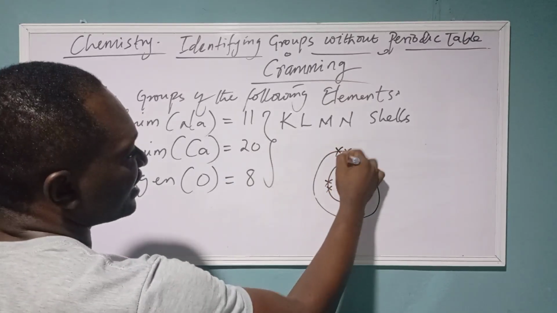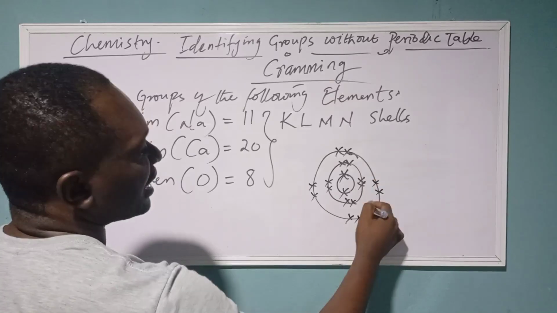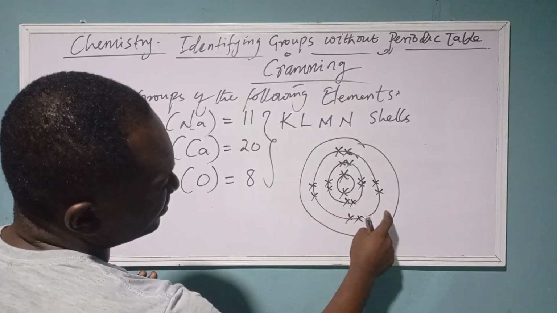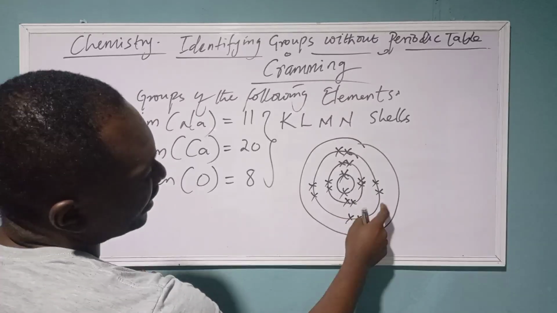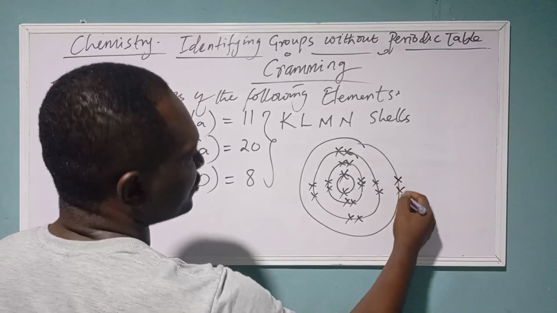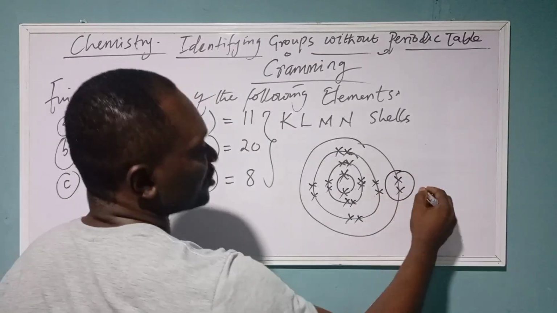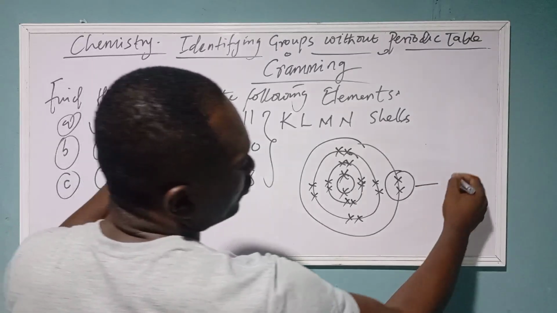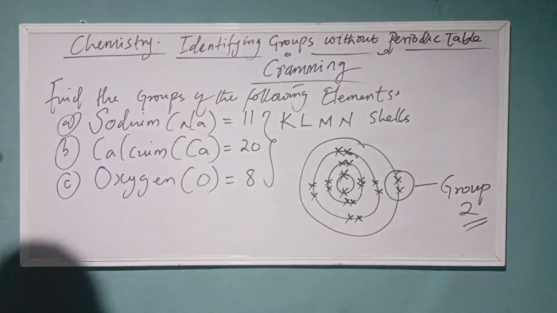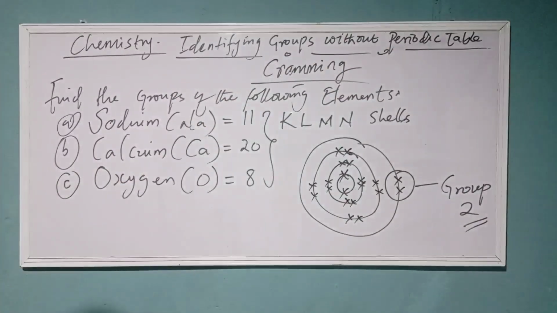So here the next shell can carry 8 as well. And then the last shell, I think this is going to be 10, 10 plus 8, 18. So we are left with only 2. So these 2 at the last shell, which is at the outermost shell, shows us that calcium is in group what? Group 2. Yes, this is how you know the group without cramming your periodic table.